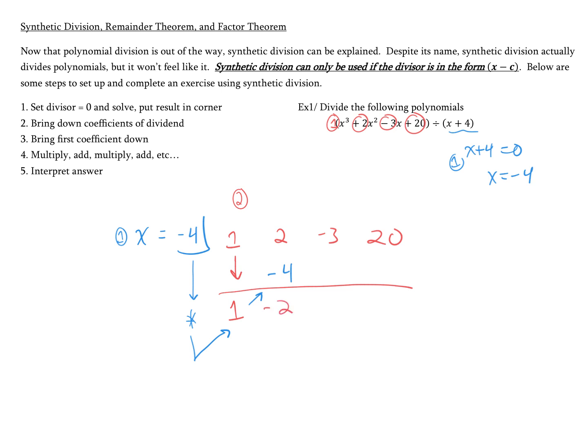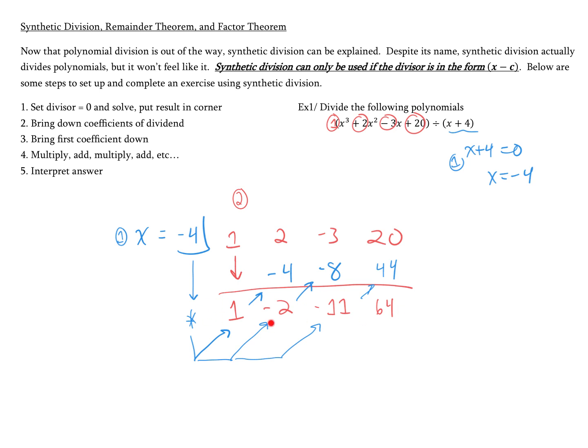And then we just keep doing this process. Negative 4 times negative 2 will give you negative 8. From there, we can combine these to be negative 11. Then we can do this multiplication again to get 44. And then you can add these two numbers together to get 64. And we're done. We don't have any more columns to go to the right of 20.